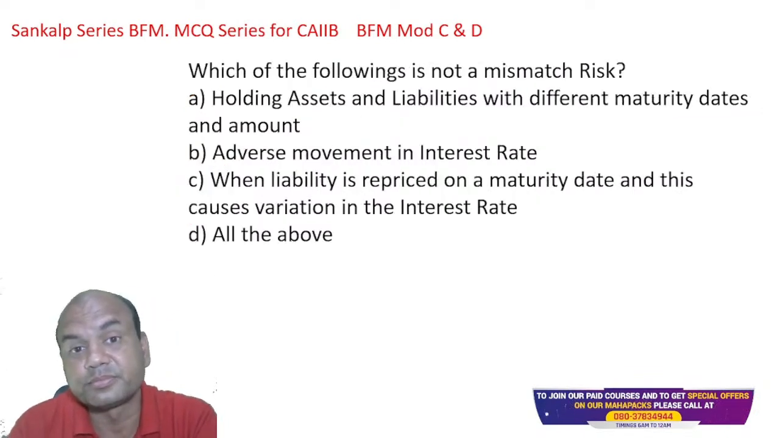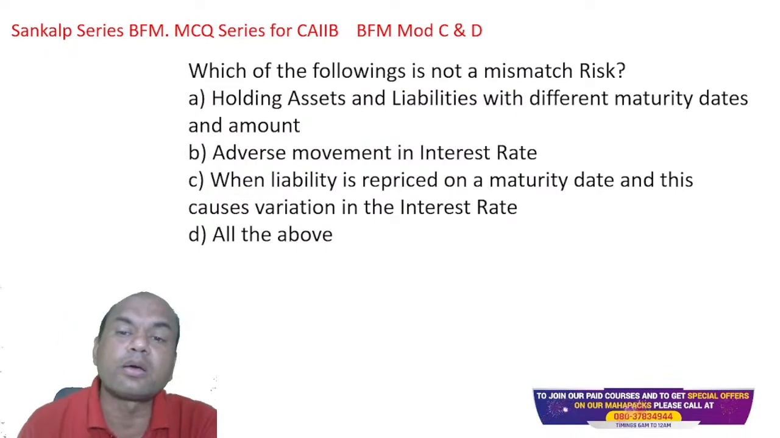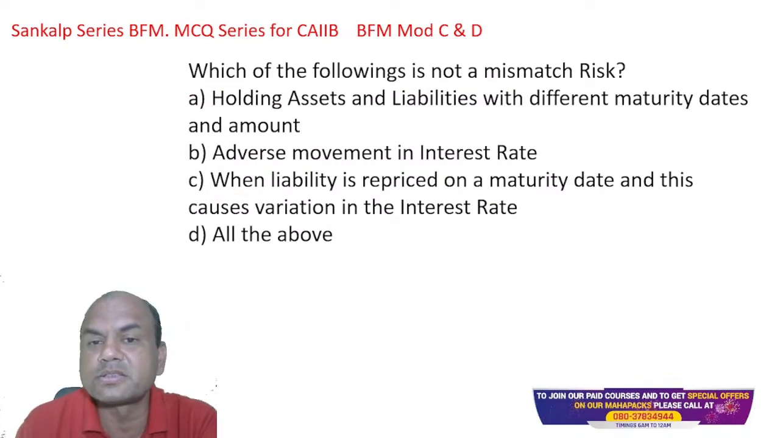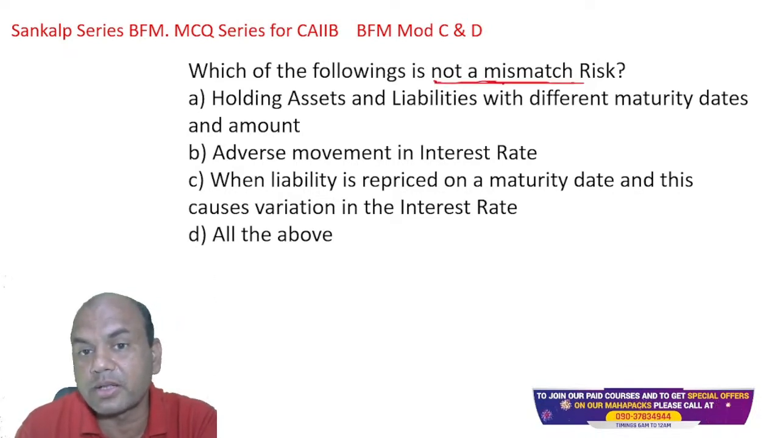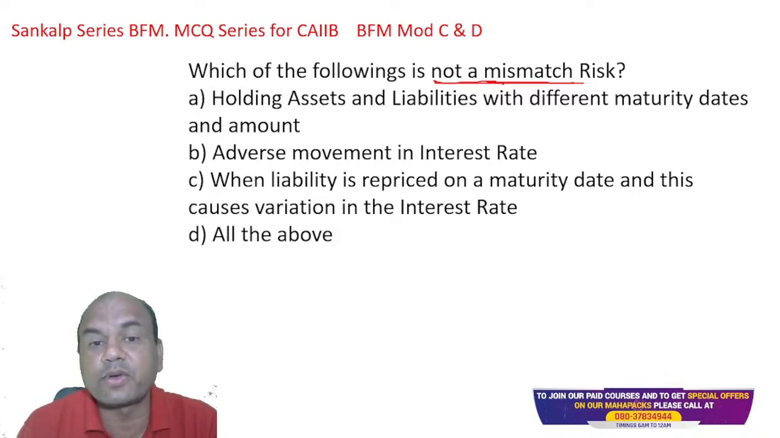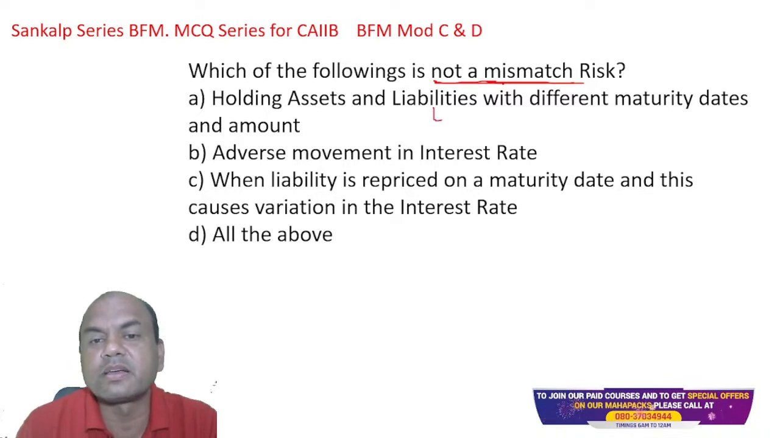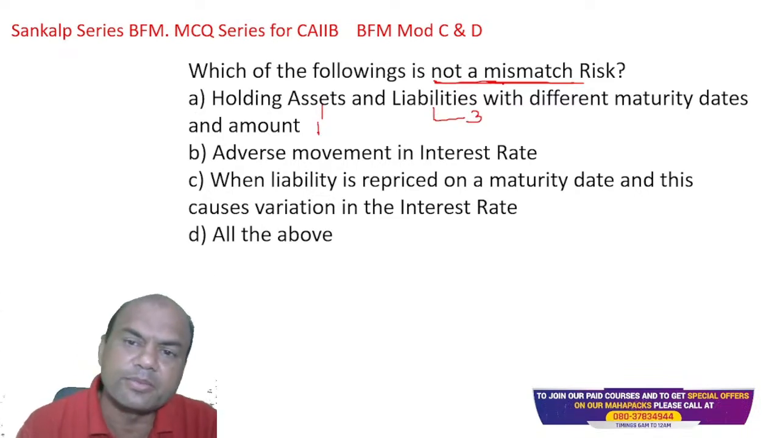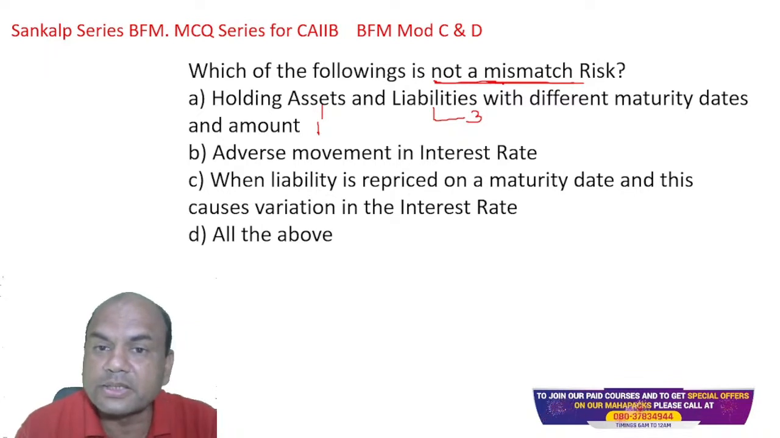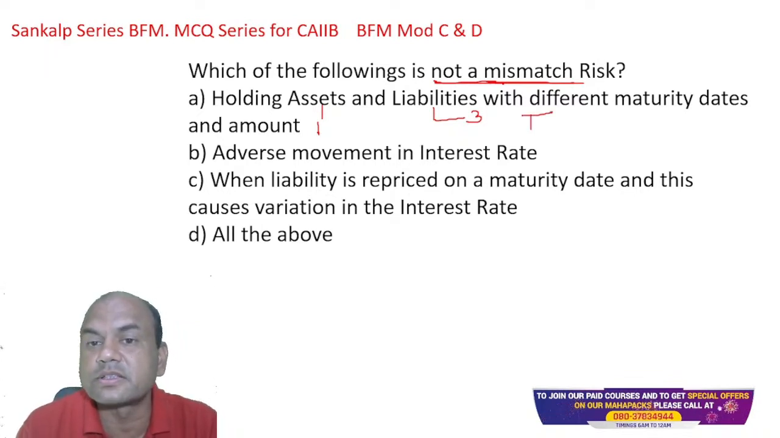Okay, only A. Which of the following is not a mismatch risk? Mismatch. What is the mismatch? Mismatch means assets and liabilities mismatch. Okay, we want not, but not a mismatch. Always focus on what is required in the exam. Okay, holding assets and liabilities with different maturities and amount. Is it not a mismatch risk? Liabilities I am having for 3 years. Assets I am having for 1 year. Is it not a mismatch? Yes, it is a mismatch. So I want not a mismatch. This answer is true. I want a false answer. What is my requirement? F. This is my true, T.